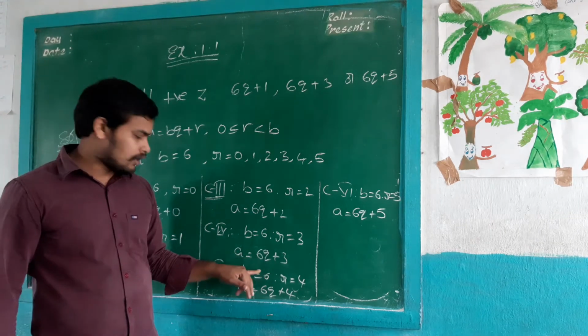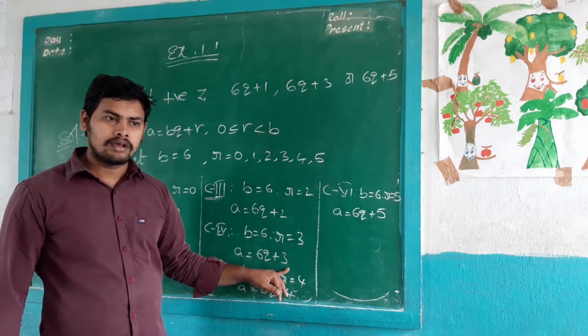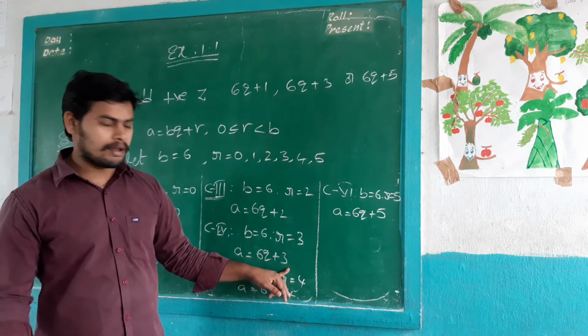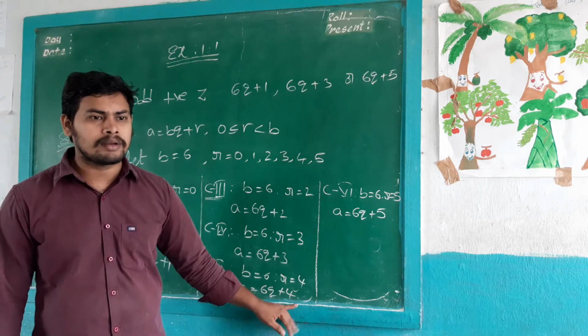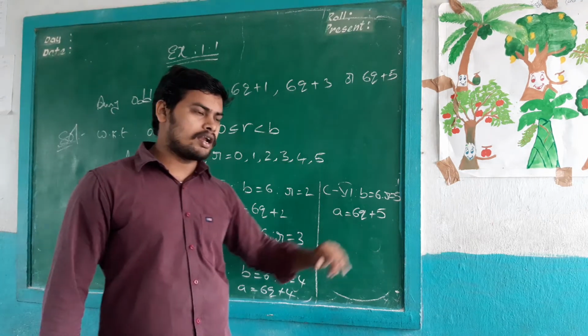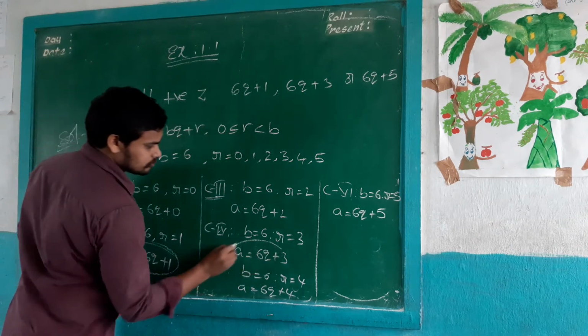Next case, it is an even number. Even number plus odd number is an odd number. 2 plus 3 is 5. 5 is an odd number. In the similar way, this is also a false statement. Even number plus even number is an even number. So even number plus odd number is an odd number. So this one.